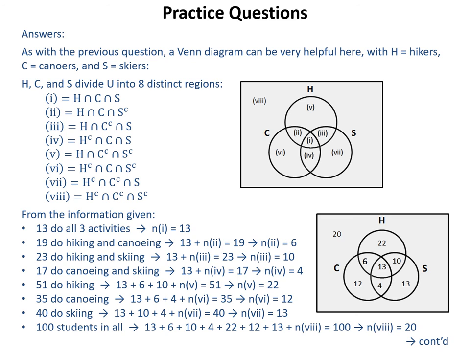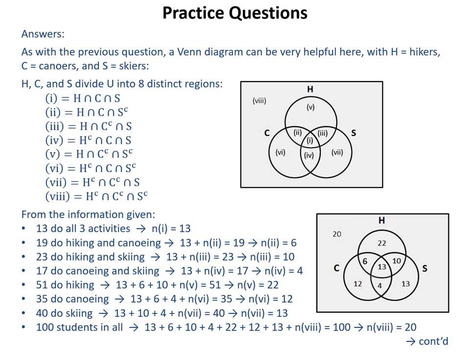Now the next three pieces of information are the total numbers for each of the individual activities. So at this point, as we can see in the diagram, each individual circle is made up of four different regions, of which we've already figured out three of four for each of those circles. So all we need to do is subtract the right numbers from the total.